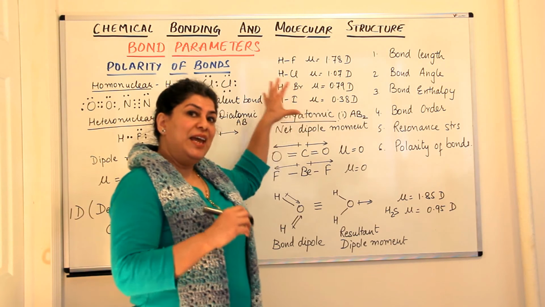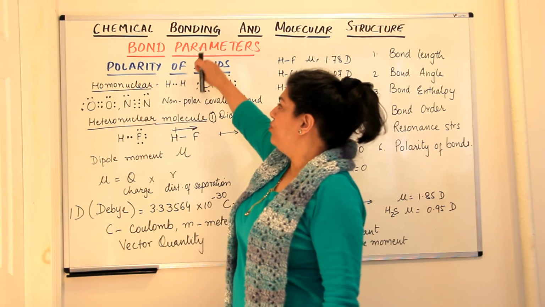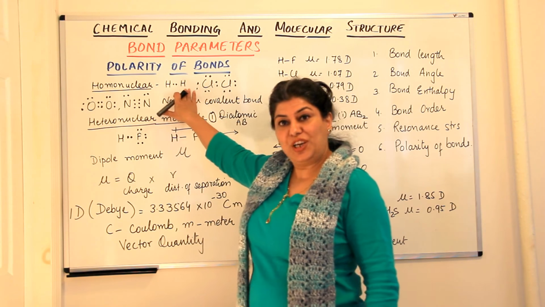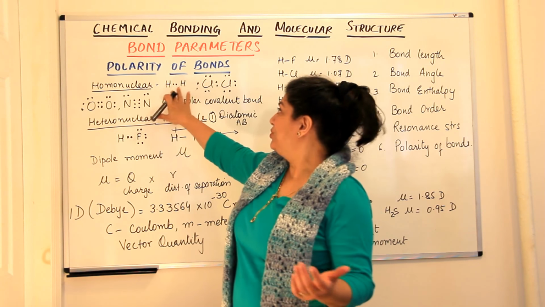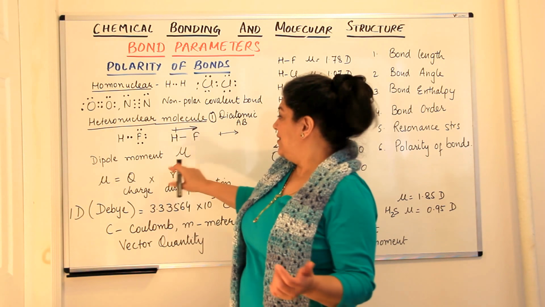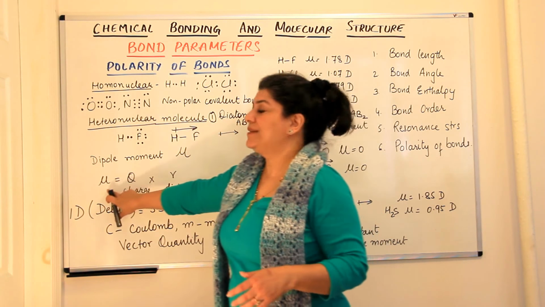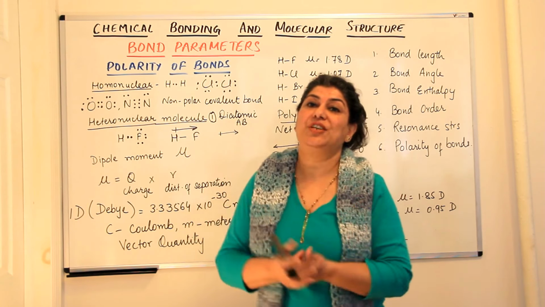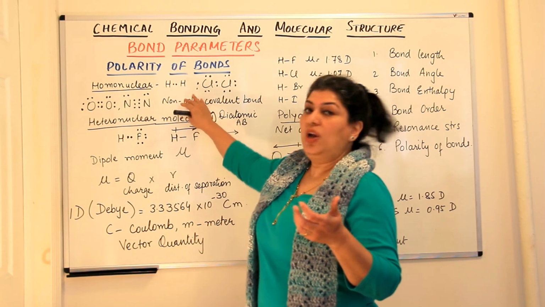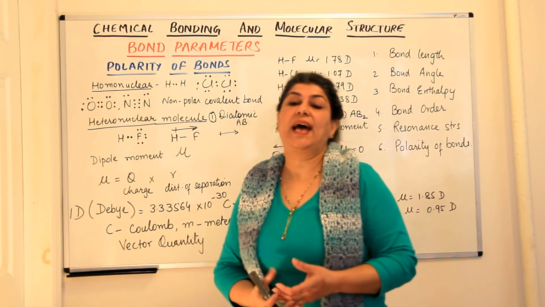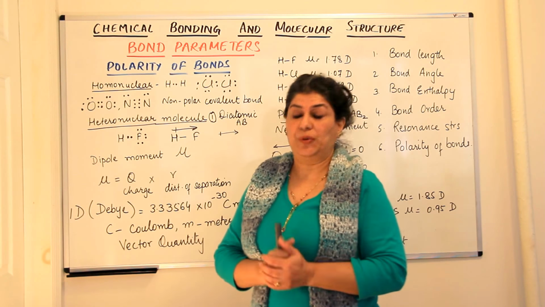Looking at this, if I asked you what is the dipole moment of homonuclear molecules? Since both of them have the same electronegativity, the charge is 0 and radius, whatever it may be, the dipole moment would come out to be 0. Therefore, non-polar molecules always have a dipole moment of 0.